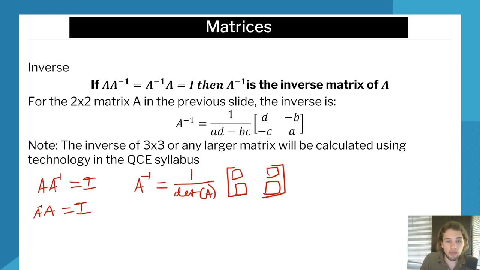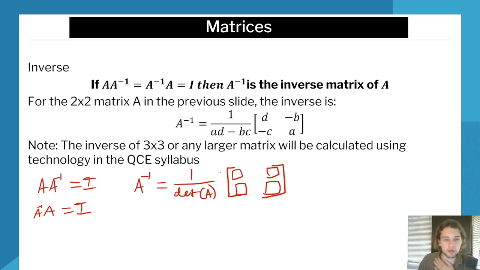So other than your graphics calculator, which you'll probably cover how to work with matrices with in class, you won't actually have to find the inverse of a 3 by 3 matrix by hand, because it's absurdly difficult, I guess.